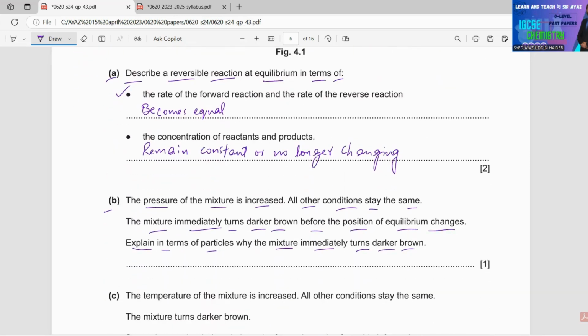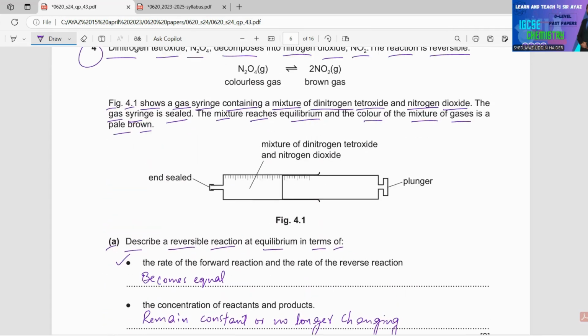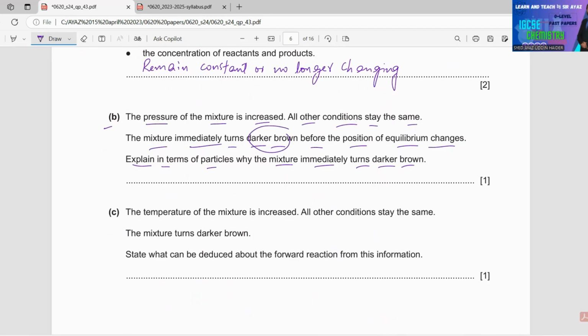But what they are saying is the mixture immediately turns darker brown. Now it's turning darker brown immediately before the position of equilibrium changes. So they are saying before the position of equilibrium changes, because after the equilibrium, it will definitely turn into paler brown. But why is it turning darker brown? So what's happening initially, there will be a higher number of particles of NO2 per unit volume. You see the color of NO2 is brown, it's a brown gas.